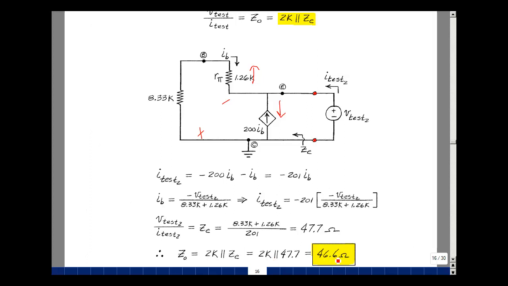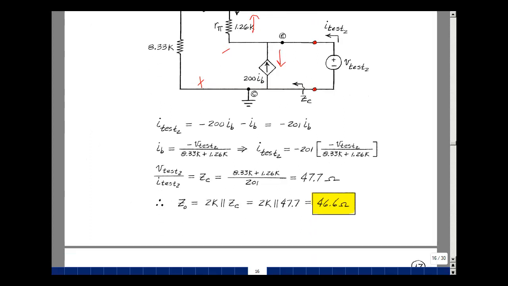It's 46.6 ohms. The output impedance for the common collector amplifier is much smaller than the common emitter amplifier. This amplifier has some advantages for high input resistance and a low output resistance, because again, we form a voltage divider with the load that we hook back up here. The disadvantage is that we don't have a big power gain. We have a current gain and basically a voltage gain of 1.